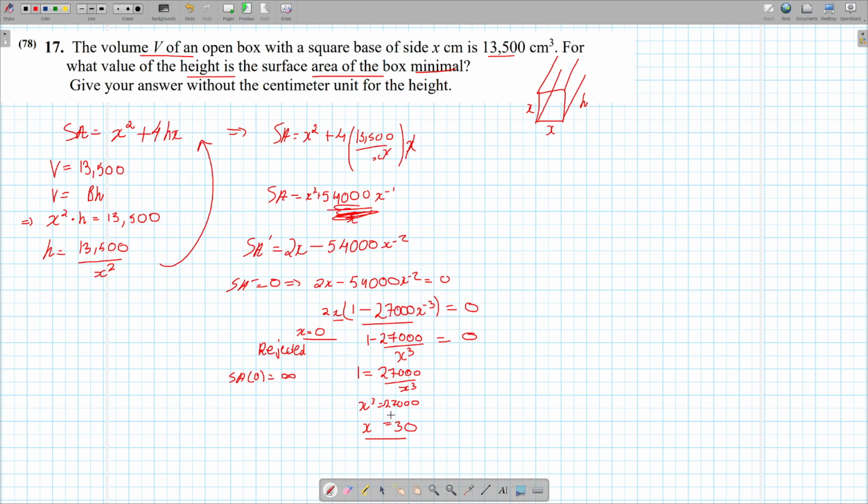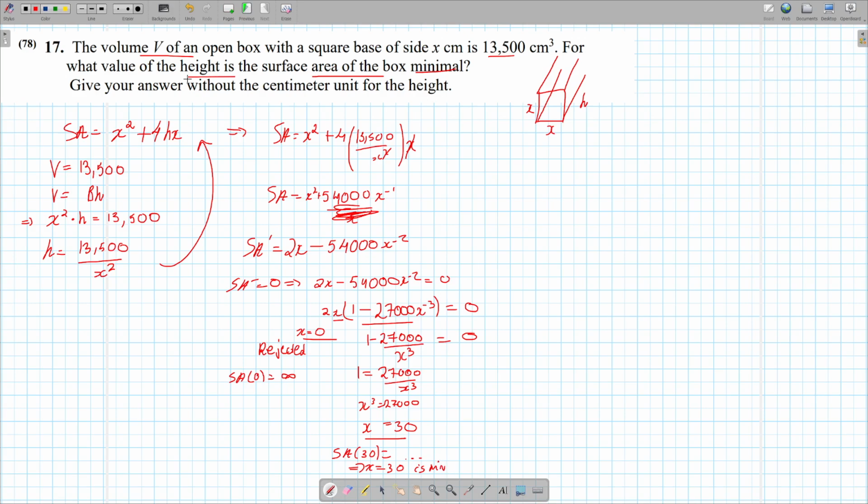Okay? x equals 30. You have to show what is the surface area at x equals 30. I don't know how much it is, you'll find it. If it's on a computer, you don't care, but if it's written, you have to find it. And you're going to say, therefore, x equals 30 is minimum.